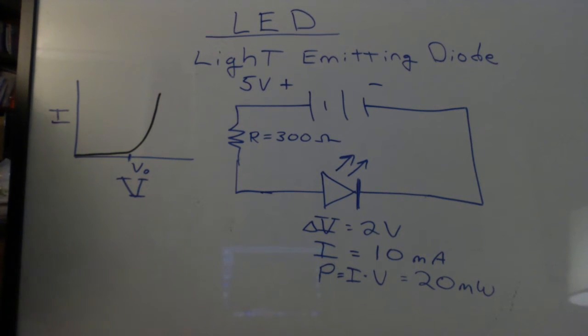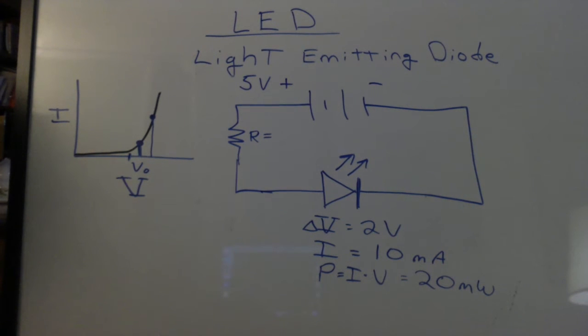So picking up where we left off, we had a 300 ohm resistor, which gave us 2 volts across the LED with a current of 10 milliamps, and we had a power consumption of 20 milliwatts. So what would happen if we drop that resistor to a lower value? Instead of being just above the threshold voltage, the voltage will rise, but the current will increase greatly. These are values similar to what we found in the lab.